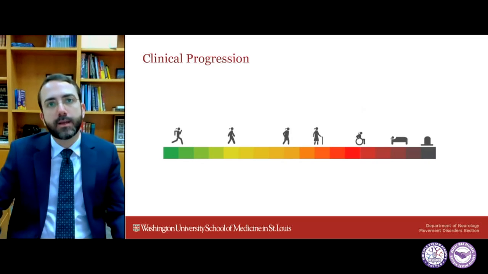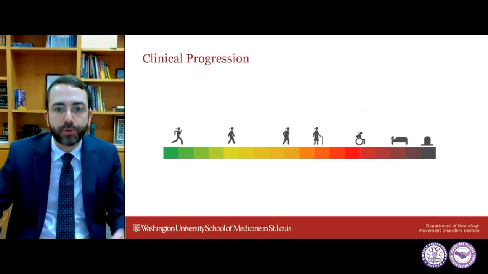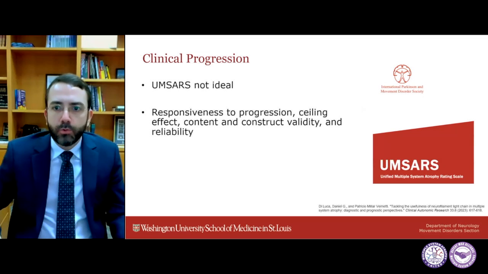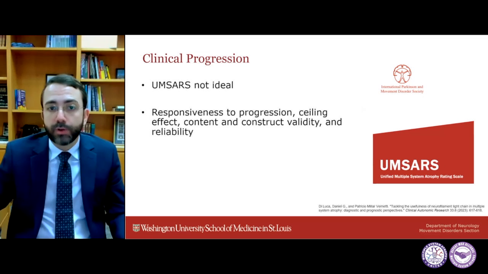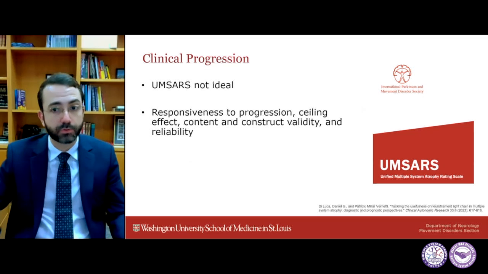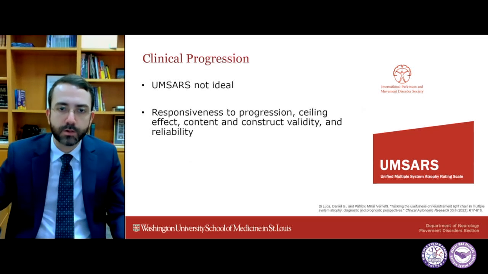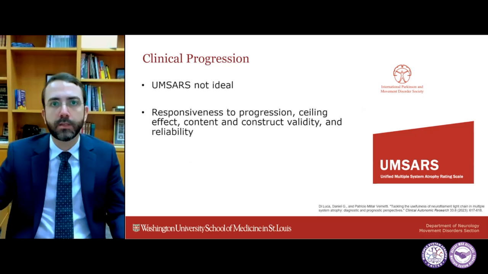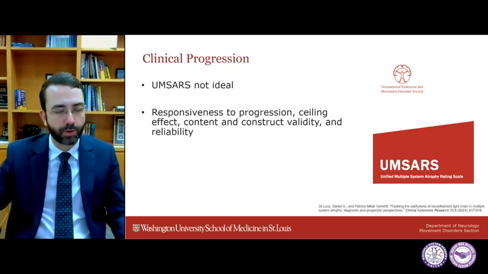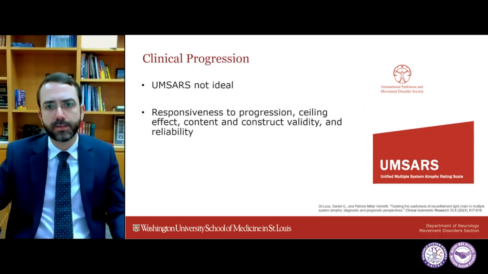Now we can look at the role of neurofilament light chain in tracking disease progression. As of now, we use the unified MSA rating scale as the gold standard for clinical progression in multiple system atrophy. However, we do know that there are several limitations to the use of the MSA rating scale, including responsiveness to progression. So we know that they do not necessarily correlate with how severe a patient is.